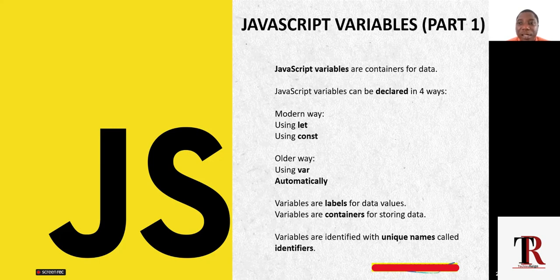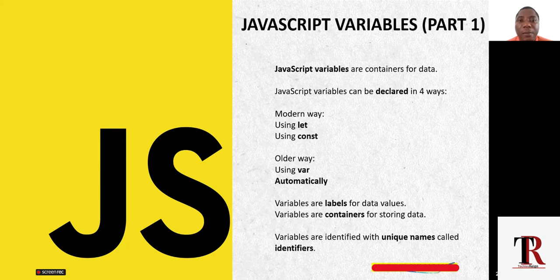Of course, we have seen how we can declare variables, but in this lesson we'll be diving deeper into it. Like I said in the previous lesson, JavaScript variables are containers for data. So variables are where you store data. It can contain numbers. It can contain strings in JavaScript. In English, we call it text or sentence, but in JavaScript, it's called a string.